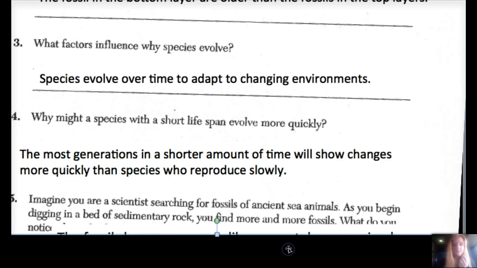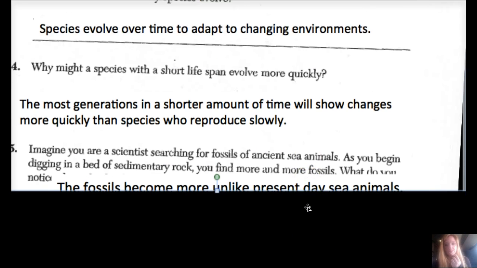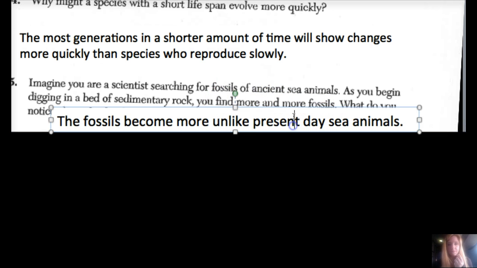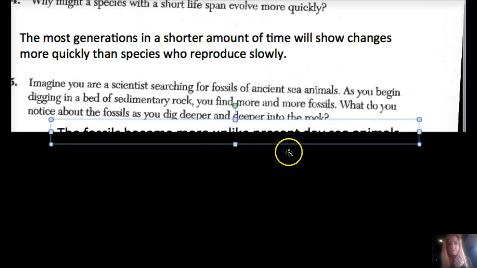Number 5, imagine you're a scientist searching for fossils of ancient sea animals. As you begin digging in the bed of sedimentary rock, you find more and more fossils. What do you notice about the fossils as you dig deeper and deeper into the rock?